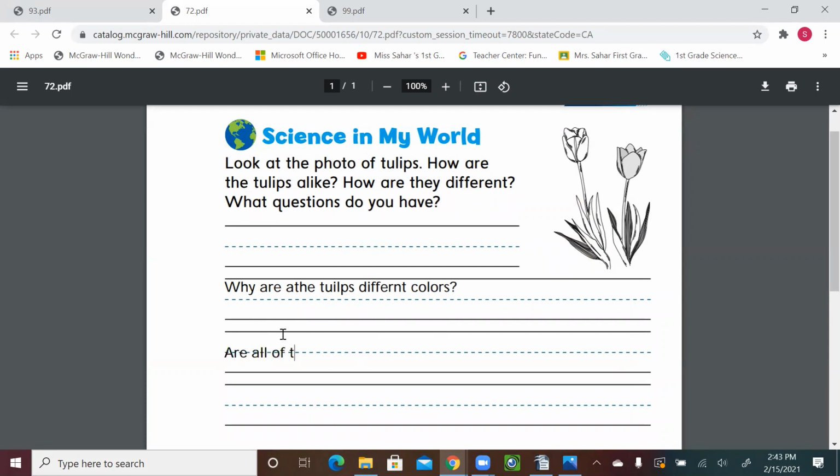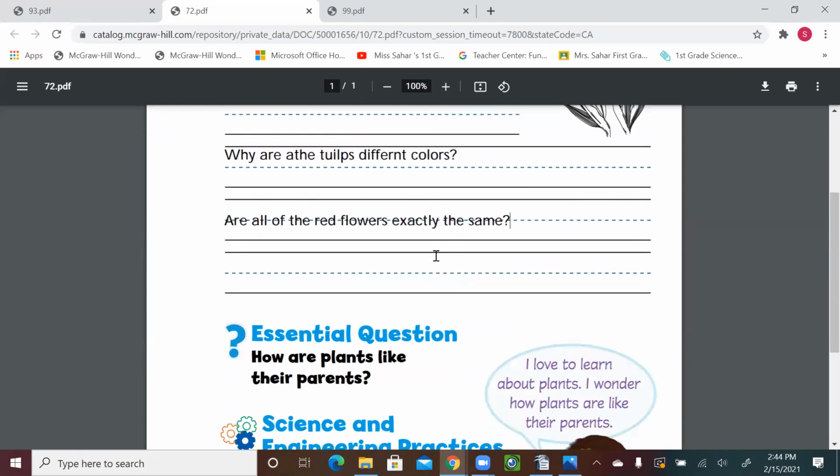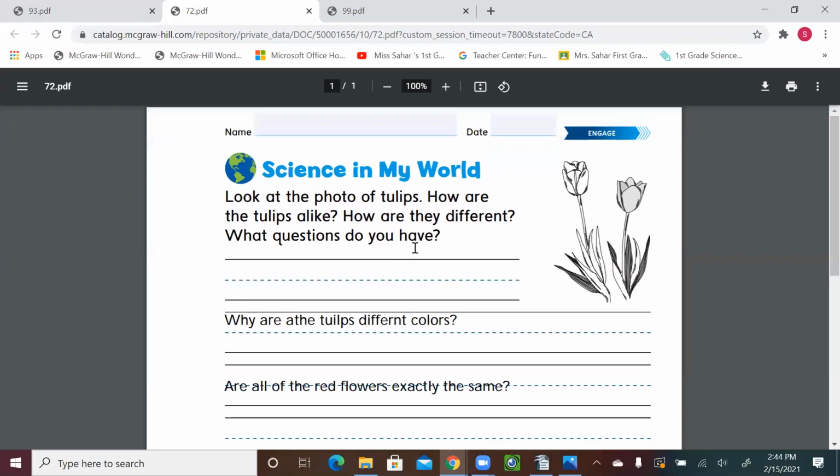Are all of the red flowers exactly the same? Or all of the yellow flowers, are they exactly the same? Or do they come in different sizes? Or do they have different shapes? We'll see. Okay, so let's turn the page and go to page 172.